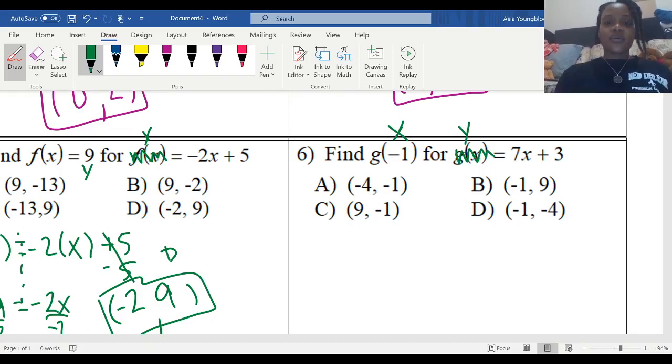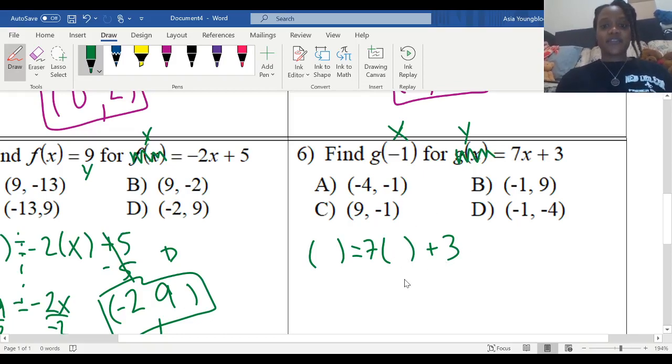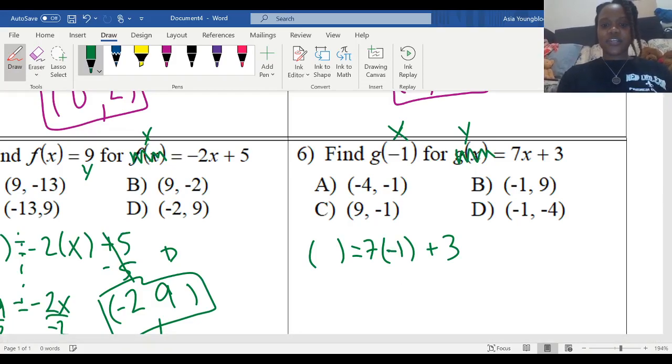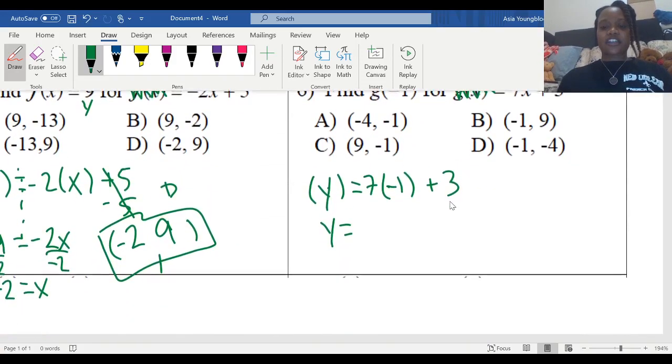So again, we're going to have blank equals 7 times blank plus 3. And now in this situation, since the -1 is the x value, that's going to be plugged in here for our x value, right? So the x is next to the 7. That means this blank is going to represent the 7, or the x. So we're going to have 7 times -1 plus 3, and this is our y value. So now it looks a little bit more similar to what we were dealing with up here, where we just type this into the calculator to get our actual value.